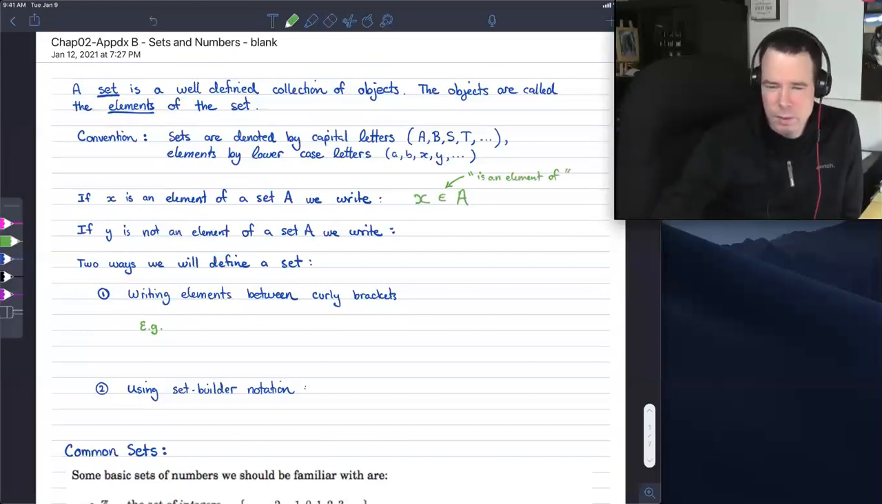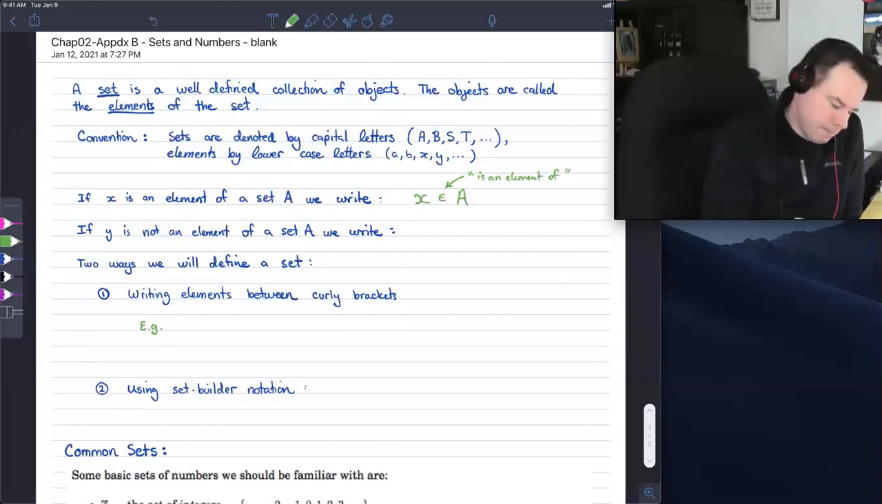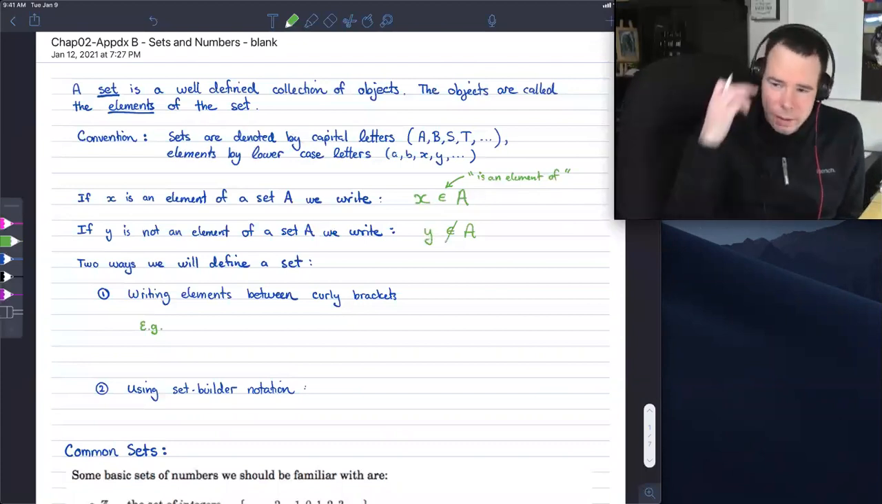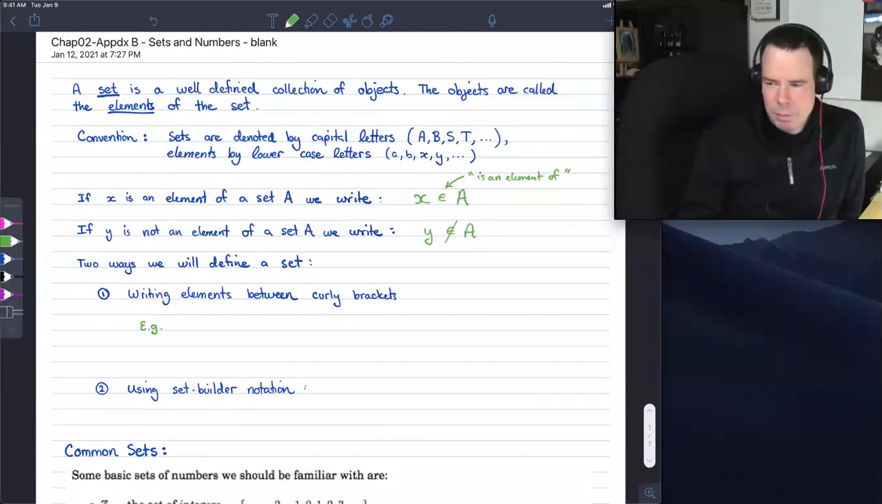If we have an object, Y in this case, and it's not in the set A, then we use that same symbol, but we use a slash through it. And that's read "not an element of," so Y is not an element of A. Okay, so that's how we're going to talk about things being in or not in a set.